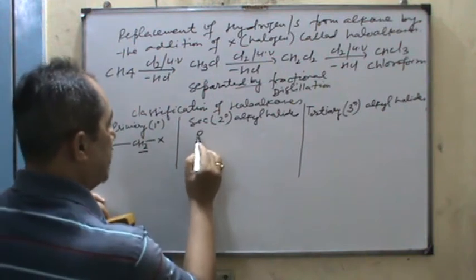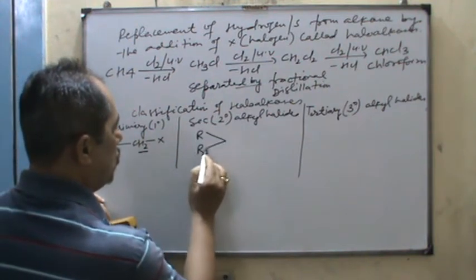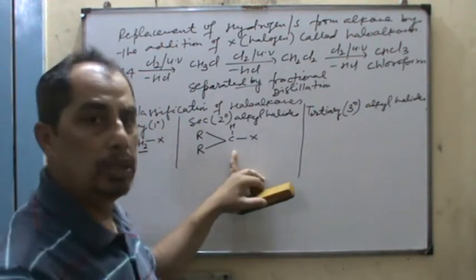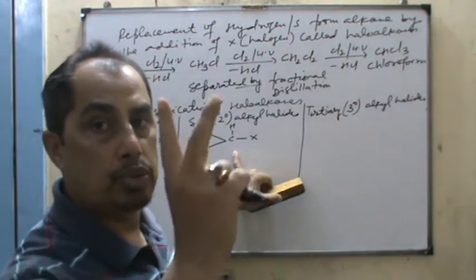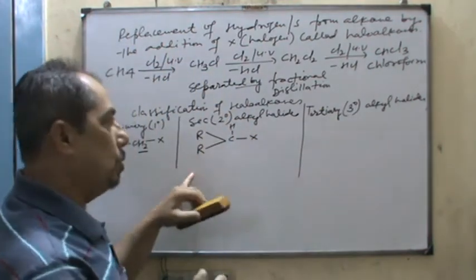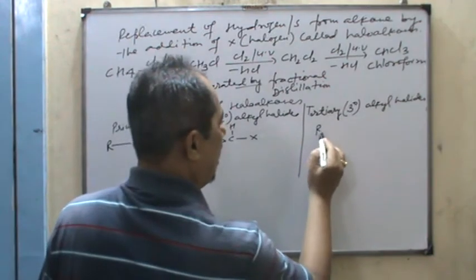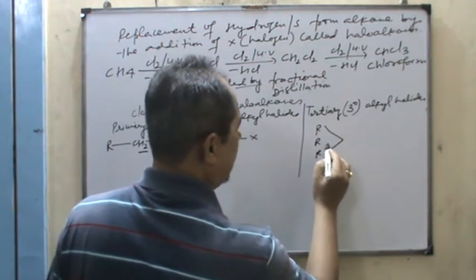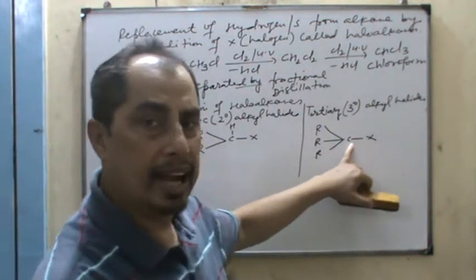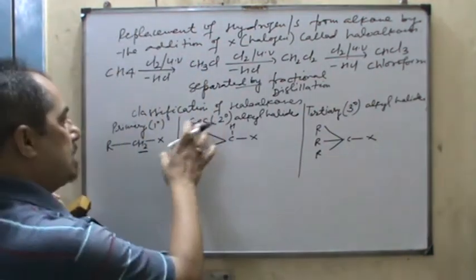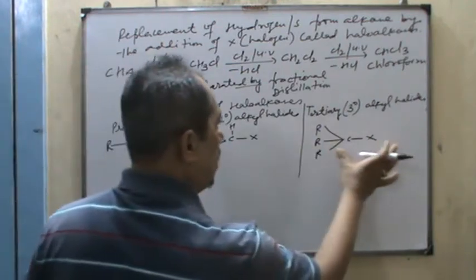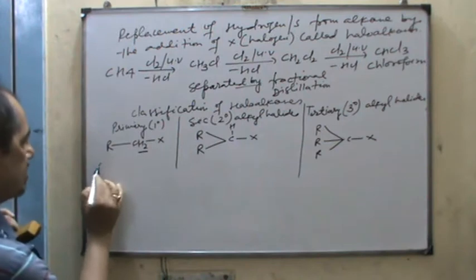So as far as secondary is concerned, you write R2CHX. There is only one H. In primary, 2 hydrogen atoms. In secondary, 1 H and 2 alkyl groups. And tertiary, R3C and halogen. There is no hydrogen. So classification of haloalkanes is of 3 types: primary, secondary and what? Tertiary.